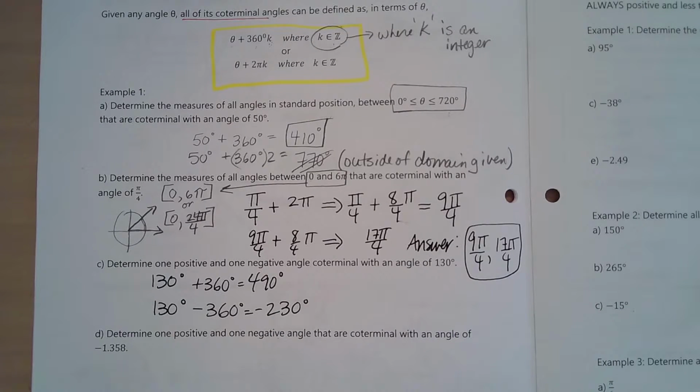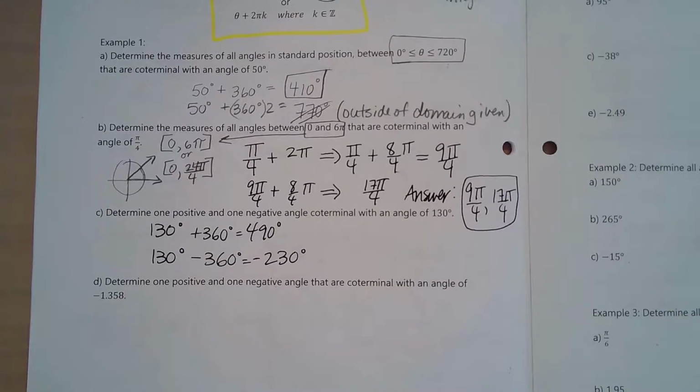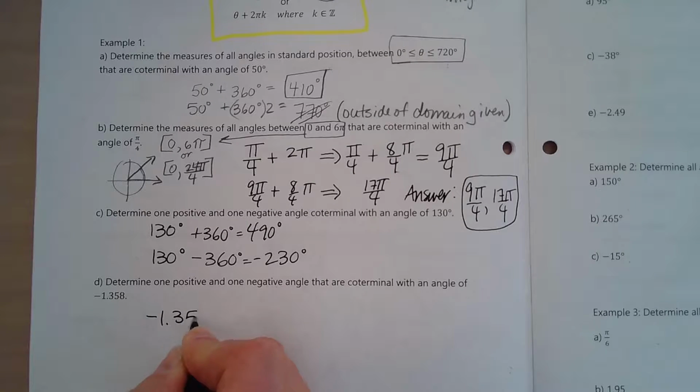What if you got one positive and one negative coterminal with an angle of negative 1.3858? What units are that? It's radians, right? It doesn't say anything, so you know it's radians. So, how do you find one positive and one negative for this? I know a plus and a minus.